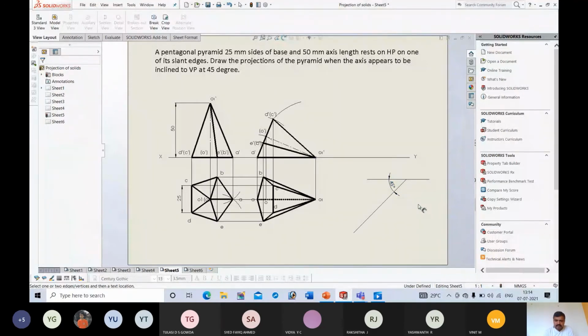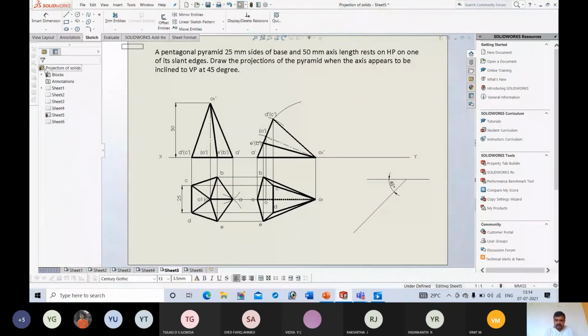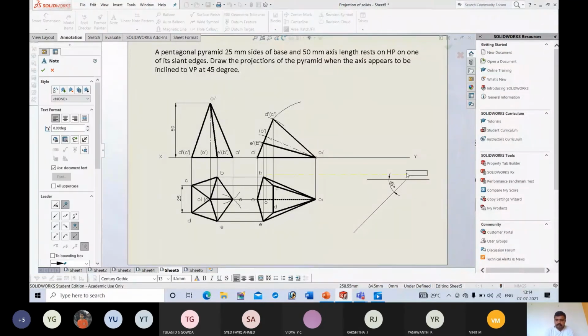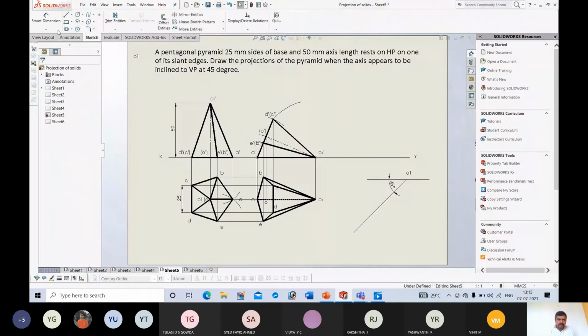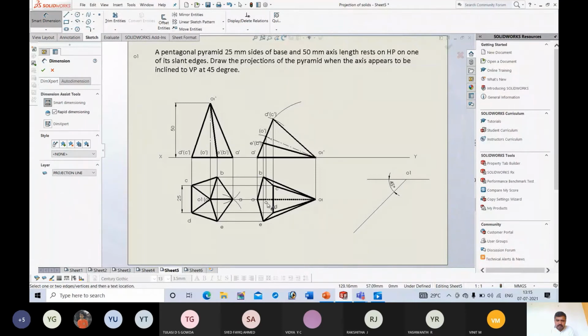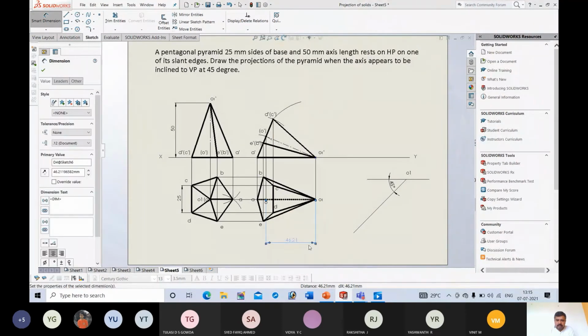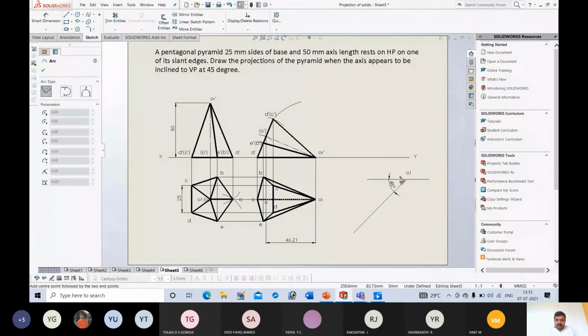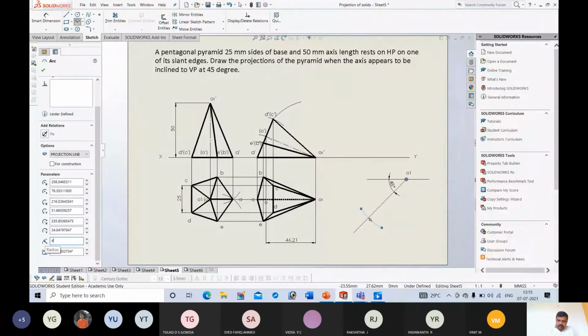Next, after drawing a line inclined at the given beta angle, that is 45 degree, mark the points. On the 45 degree line, I will get the axis, that is O1 and O. First, I will consider a point here itself, no problem. I will consider this as O1. Next, you should use a compass. Take the radial distance between O and O1, that is 46.21. Next, using the compass, on this 45 degree inclined line, I will get point O, 46.21.